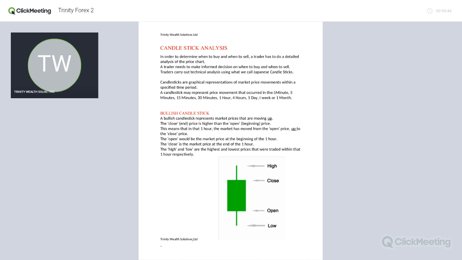So a candlestick may represent price movement that occurred in 1 minute, 5 minutes, 15 minutes, 30 minutes, 1 hour, or 4 hours. Let's start with 1 minute. If you go to the 1 minute candlestick time frame, every 1 minute a candle starts. When that minute ends, it closes and another one starts. So all those candles represent how the price moved within 1 minute.